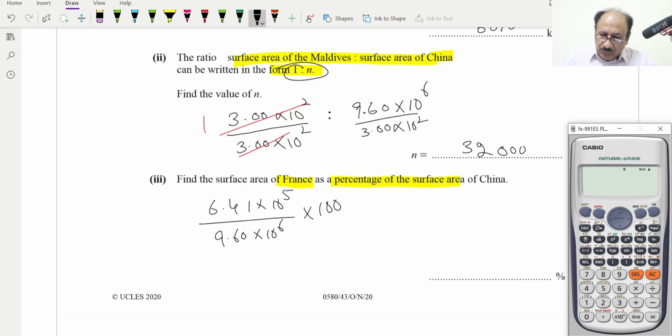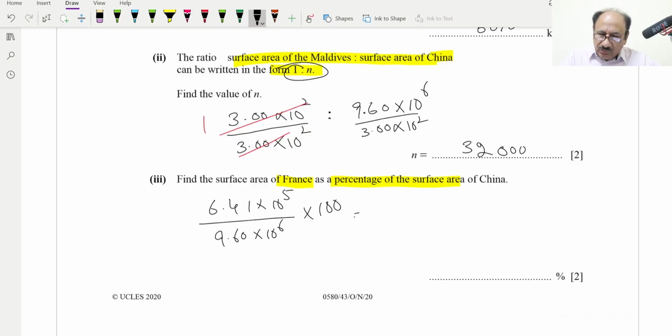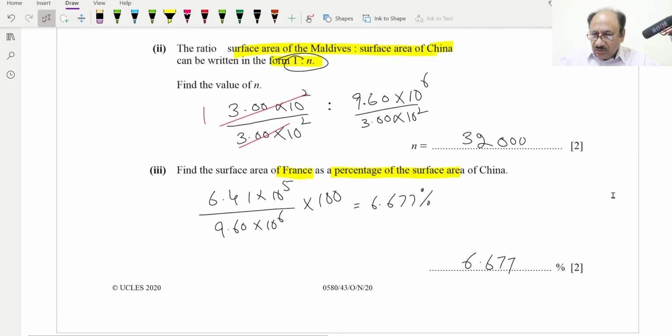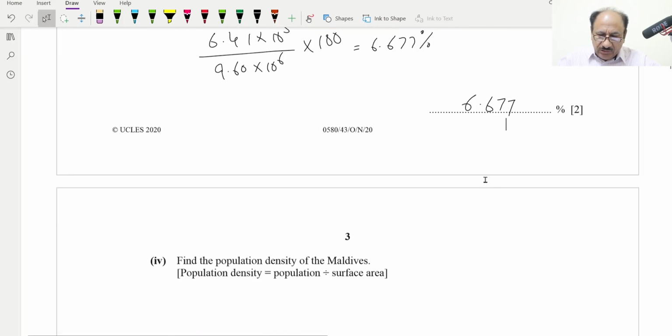So if we calculate 6.41 × 10 raised to the power 5 over 9.60 × 10 raised to the power 6, and this should be multiplied by 100 for percentage, we will get 6.677. So 6.677 percent is the answer for this part. Hopefully you are understanding each and everything.